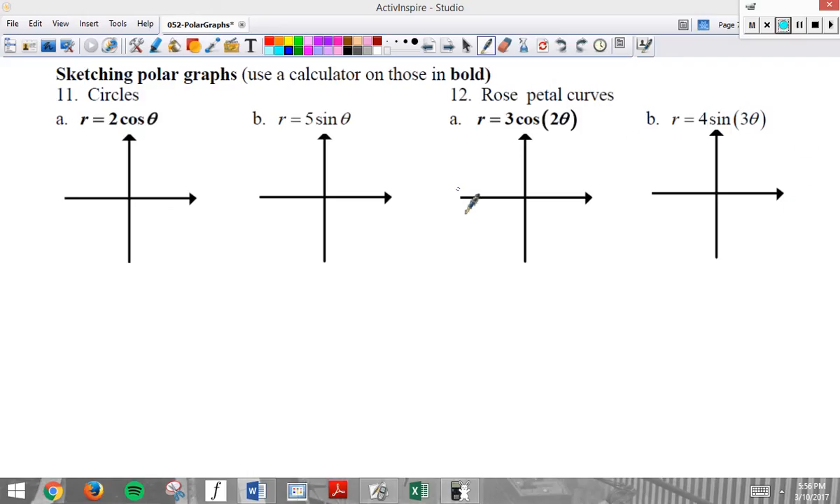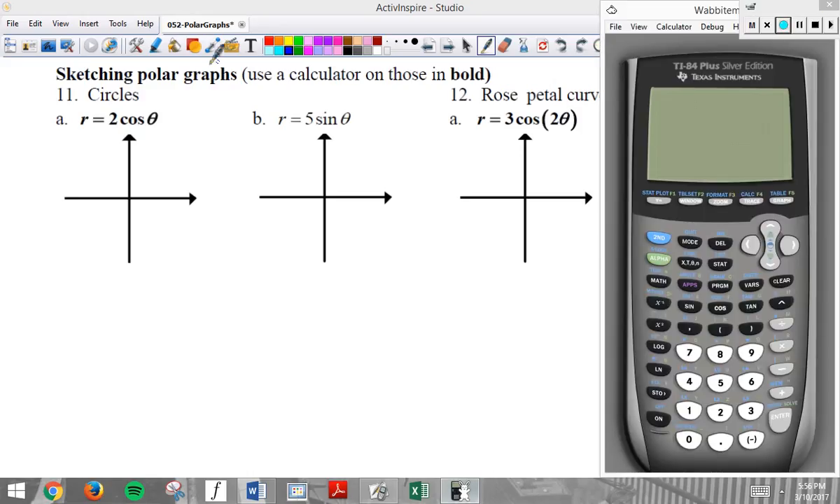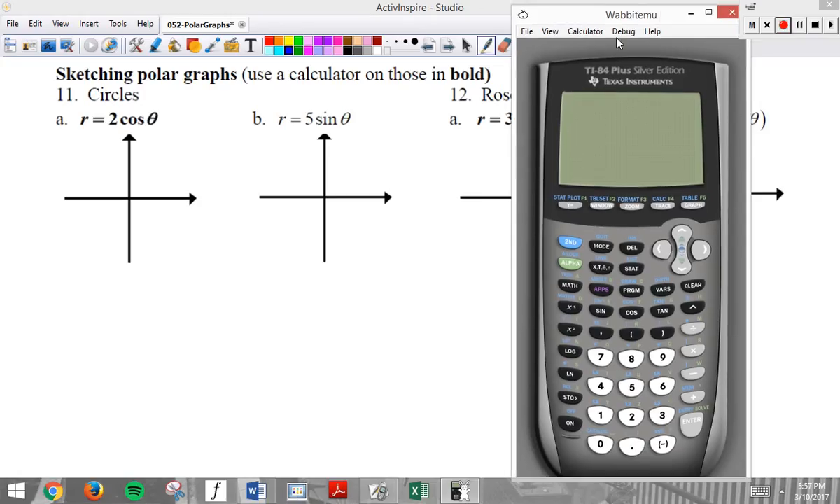So, here I go. I'm going to graph this one in bold. And I had a nice thing. I'm not advertising it, really. It's not free money or anything.